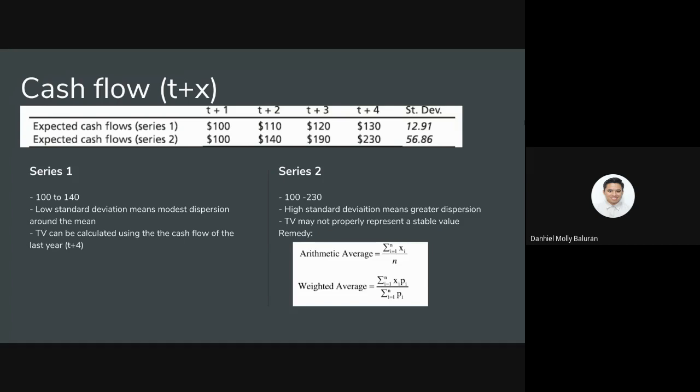Then you divide it by the overall weight, so 4 plus 3 plus 2 plus 1. If you calculate it, the answer would be 143. Now, as an analyst, you can choose within the range from 143 to 165. 143 from the arithmetic mean, 165 from the weighted average, to decide what will be your terminal value.